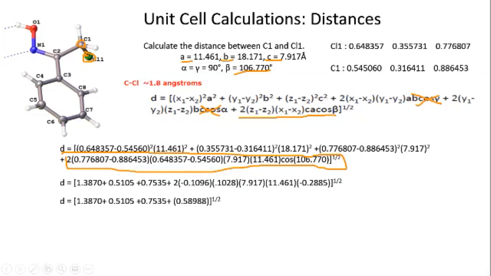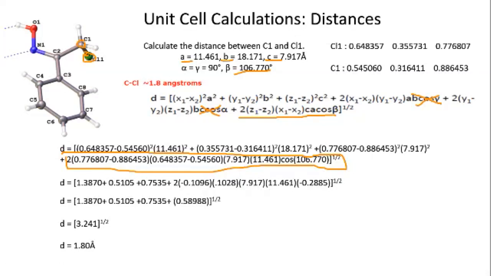And you do this in many steps, because if you try to do it all at once, more than likely you're going to make a mistake. And so here we see that the distance between the carbon-chlorine atoms is about 1.8 angstroms, and that's about what we predicted it should be. So our intuition correlates to the math.